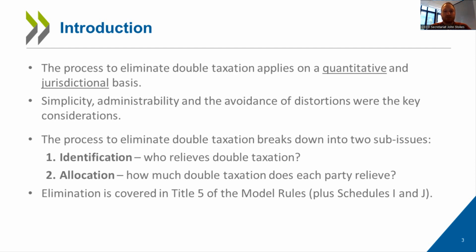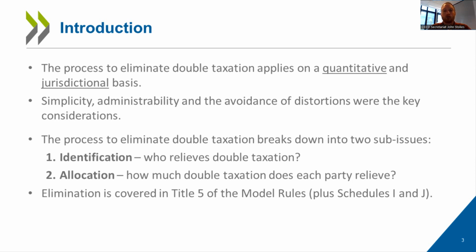Well, we have the rules for the elimination of double taxation contained in Title V of the model rules that were included within the July progress report. Those rules apply according to two guiding principles. First, the process to eliminate double taxation applies on a quantitative basis. And second, they apply on a jurisdictional basis. We'll come on to think about what those two things mean in practice as we go through the slides, but it's worth having at the back of your mind that those guiding principles have at their forefront the need for simplicity as far as possible, administrability, and the avoidance of distortions.